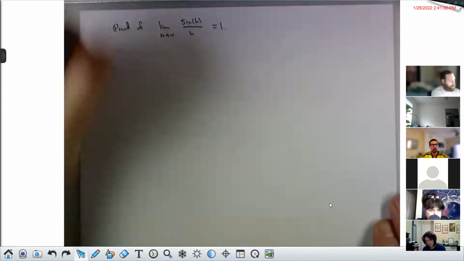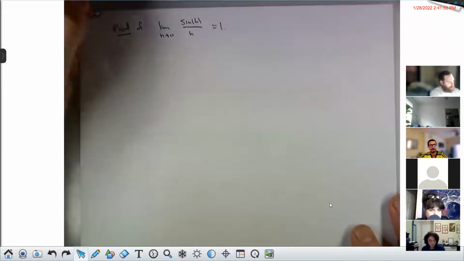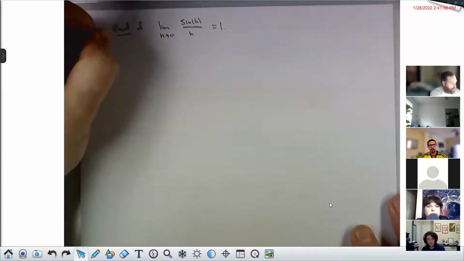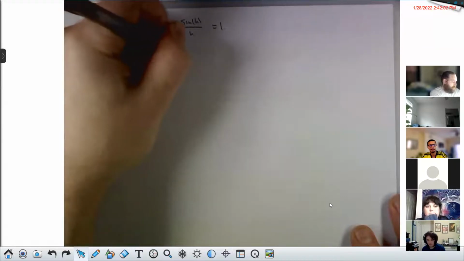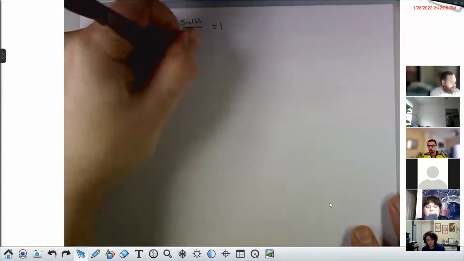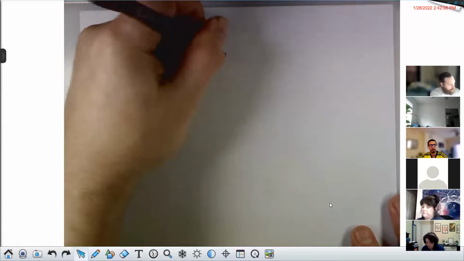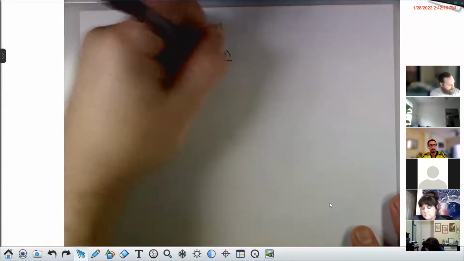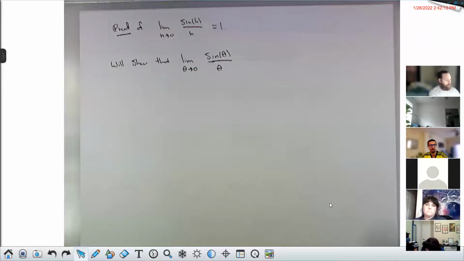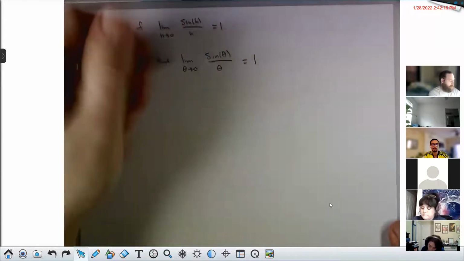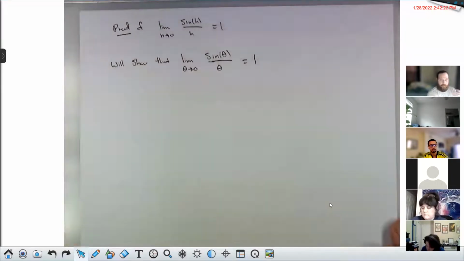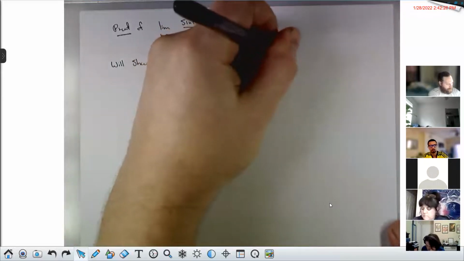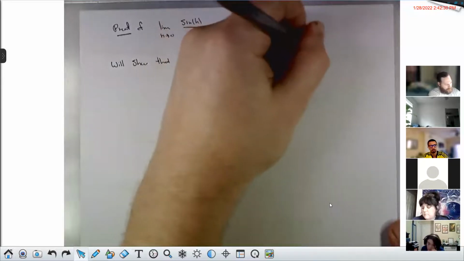So we're going to prove this. I'm just going to swap the variable to theta because it'll make it a little bit easier to understand what's going on geometrically, because we usually think of angles as being measured by Greek letters. So we'll show that this limit is 1. But of course, lim theta to 0 sine theta over theta is the same as lim h to 0 sine h over h. It's just a matter of the labels. And we're going to do this geometrically.